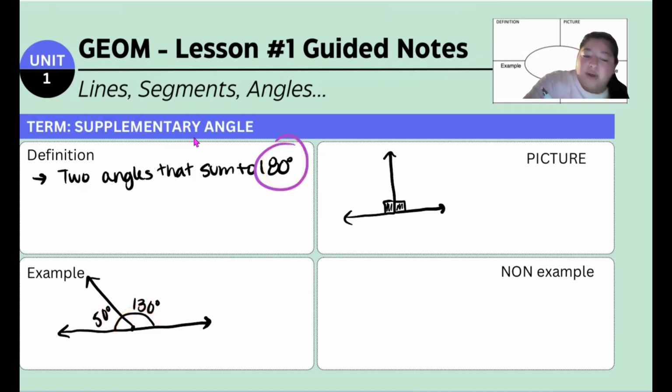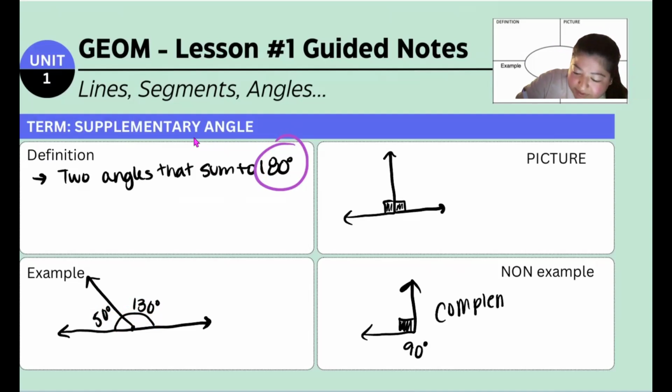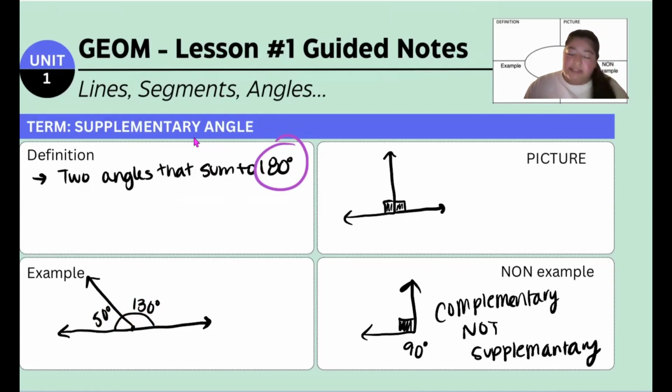Awesome. Now, a non-example, I'm going to go with something that is not 180. Let's use our complementary example. If this is 90 degrees, it is complementary, not supplementary. Not supplementary. So an example and a non-example that you guys can use.